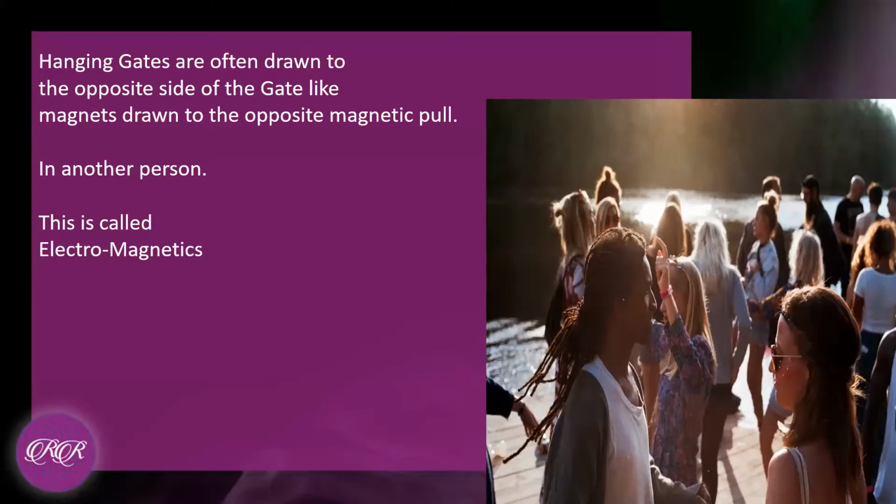The hanging gates are often drawn to the opposite side of the gate, like magnets drawn to the opposite magnetic pole in another person. Okay, so when you see a hanging gate on your chart and the other person has the matching hanging gate on their chart, that would create a full line or a full channel. This is called the electromagnetics. And that's what pulls you to other people.